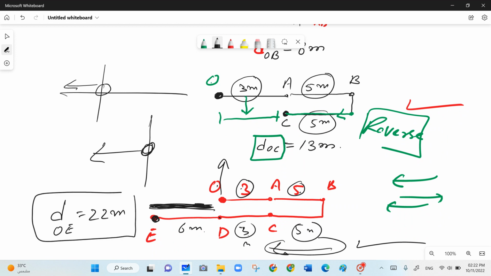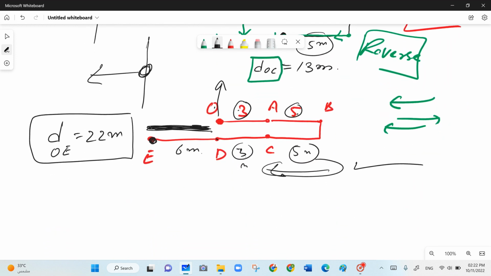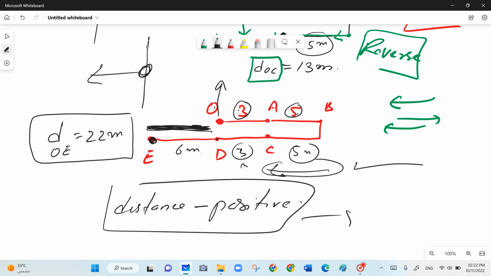So what I want you to keep in mind is that in distance we don't use the concept of negative. Whether it goes in reverse or in the opposite direction, towards the negative direction, towards the west or towards the south, it doesn't matter. Distance is always positive, and all of it will be added. So let me finish the distance here, because it's mathematical work, numericals, how we can do it.